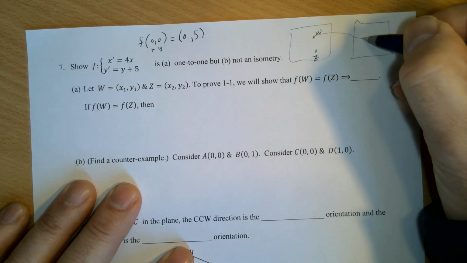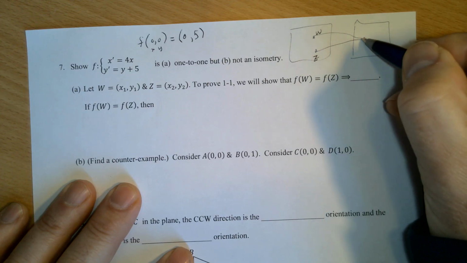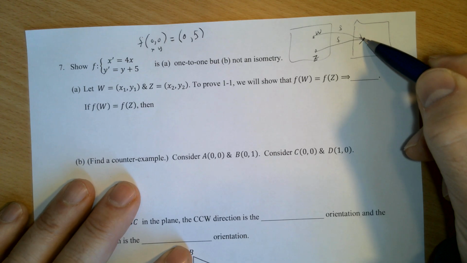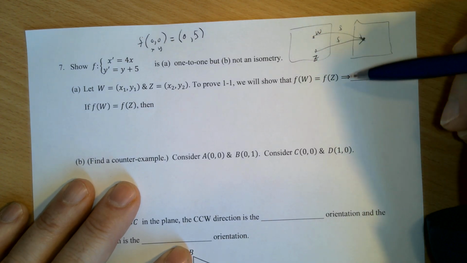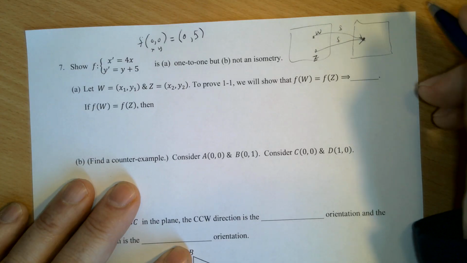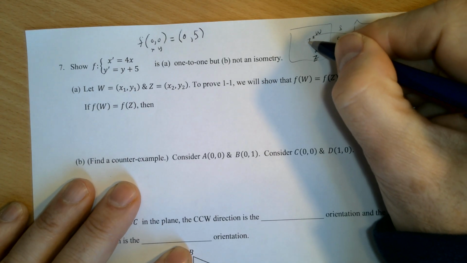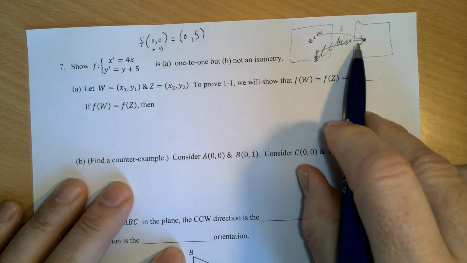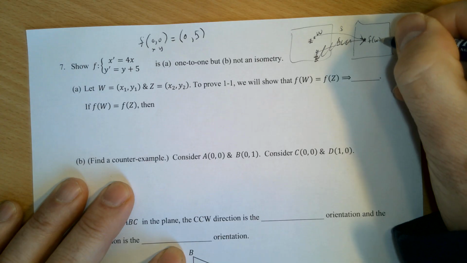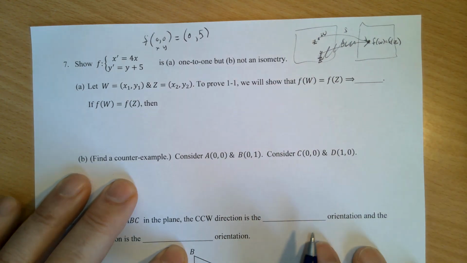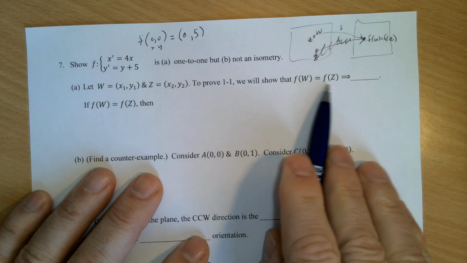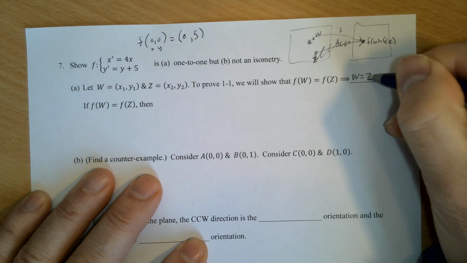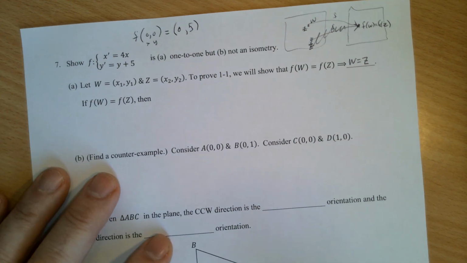If f of W is equal to f of Z, in other words, they get mapped to the same point, what does that mean if this is 1-to-1? That means W has to be equal to Z. So basically squeeze them together. The only way it can happen if it's a 1-to-1 function is if W and Z are the same point. Okay, so we will show that f of W equals f of Z implies that W is equal to Z. And this is just going to be very easy arithmetic to do.